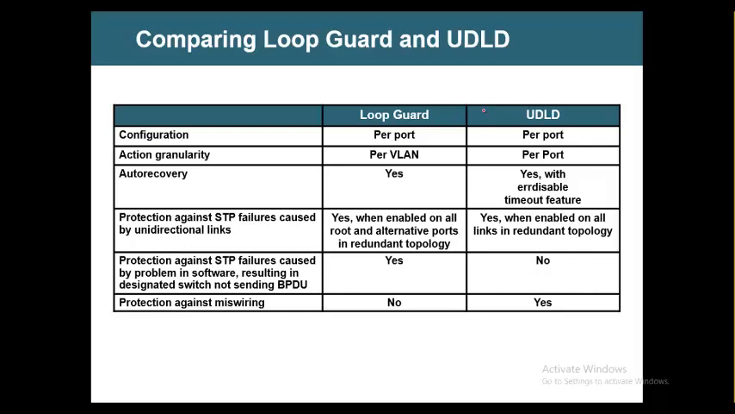This shows the difference between loop guard and UDLD. The main difference is that UDLD is for miswiring, cable issues, hardware issues. Loop guard is for STP failure, not the hardware.